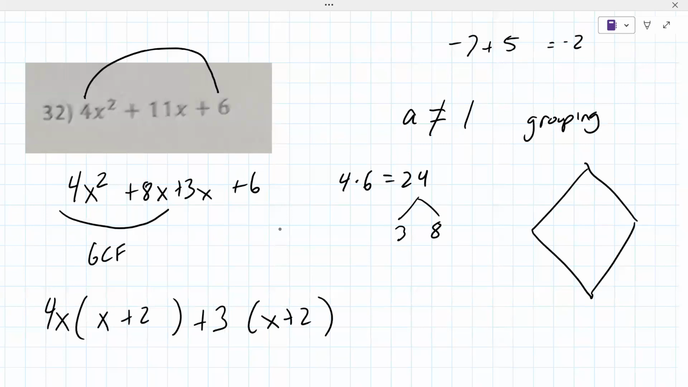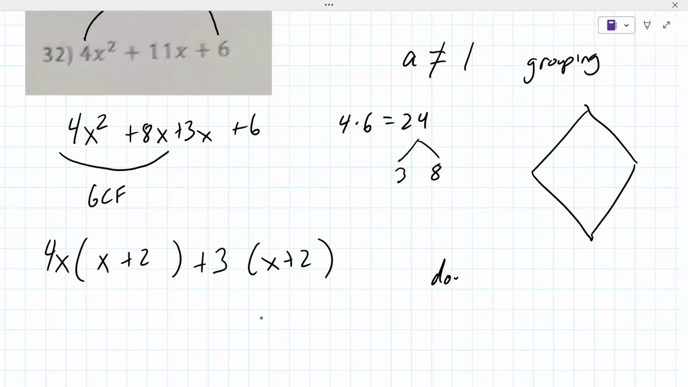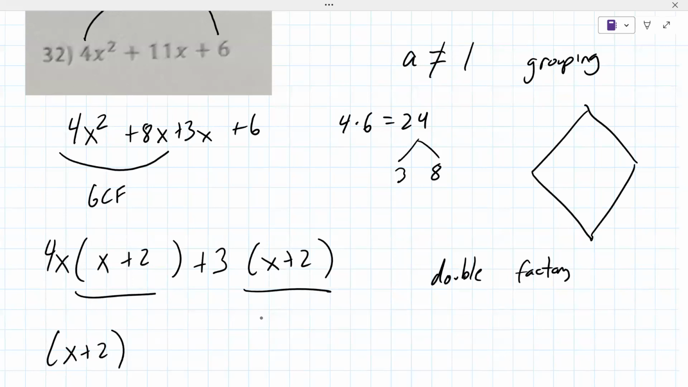So this is a factor by grouping problem. We're using the grouping approach. It's really a double factoring because you end up factoring out the x plus 2 from both. See how these both have an x plus 2 in there? And you can see where the 4x plus 3 come down here like this. Okay, right.